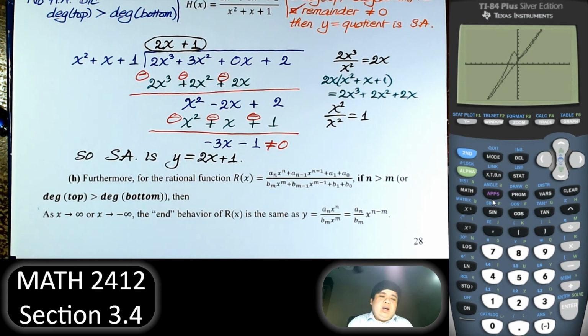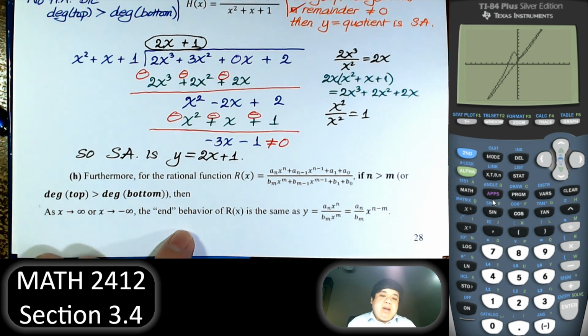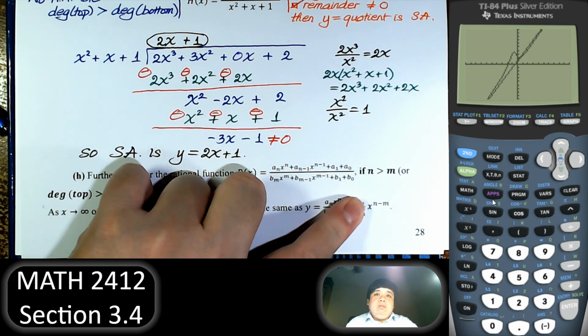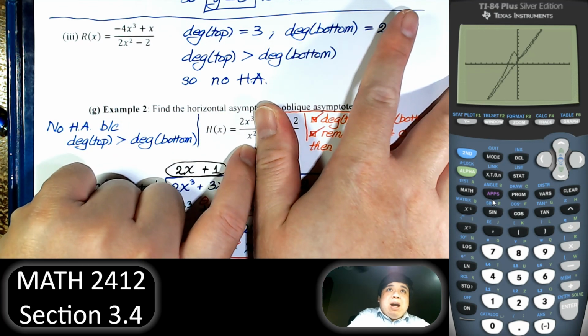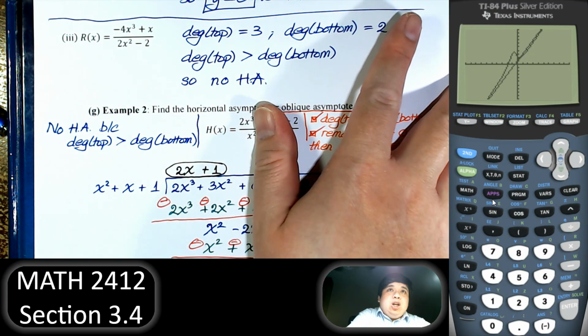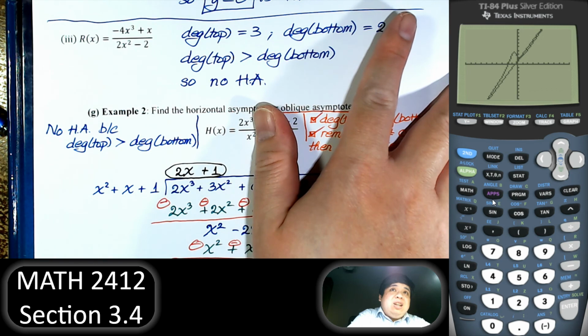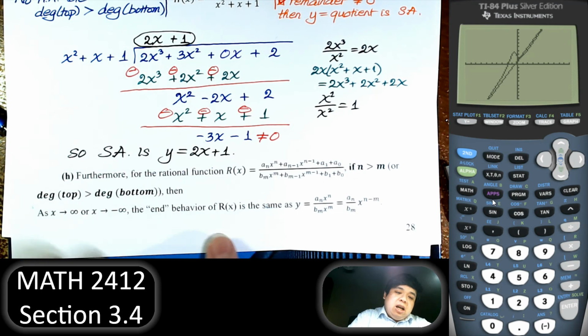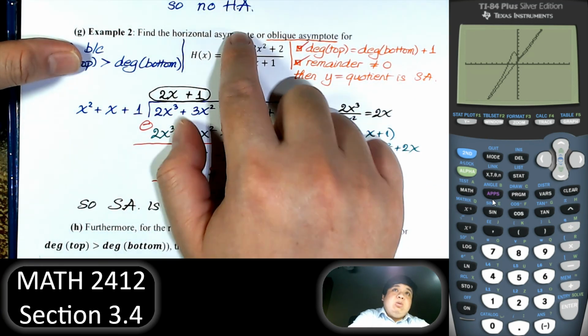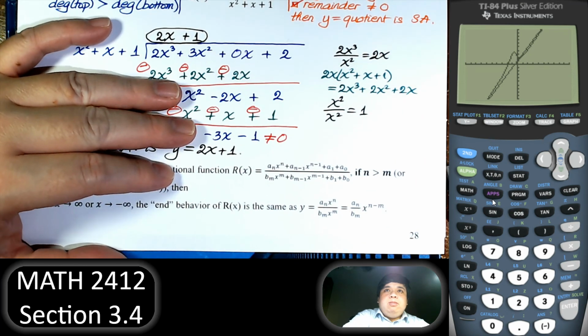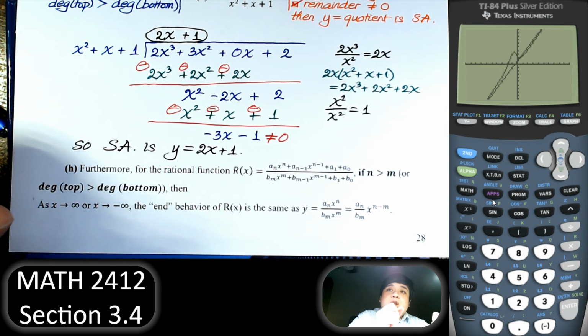Furthermore, for the ratio of two polynomials, if the degree on top is bigger than the bottom, the end behavior is the same as when we just divide the highest power terms. So 2x cubed divided by x squared looks like 2x. So the end behavior of the rational function is the same as the ratio of the highest power terms. In this case, it just looks like 2x.